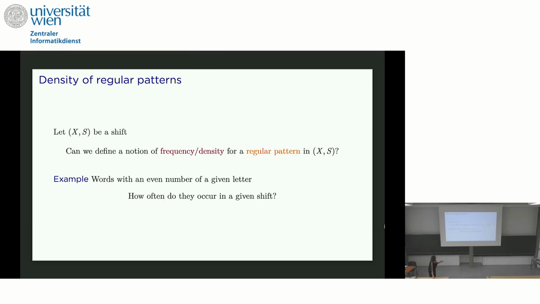I'm given a shift, and I want to see whether we have a notion of density, of frequencies, for patterns which are not only factors that I see. So a pattern is a word with an even number of a given letter. That's always my same example. So given a shift, is there a good notion of density for counting not only factors of a given size, but factors with this kind of description, a rational language description?